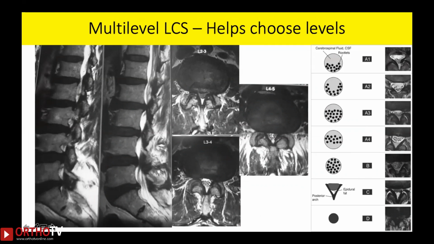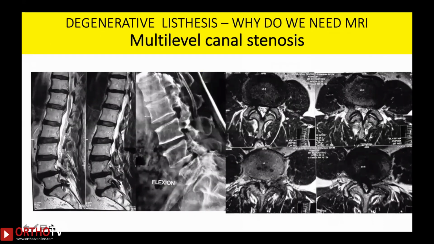Often a question is asked: if we have already diagnosed spondylolisthesis at a particular level, say at L4-5, do we need to get an MRI done? Yes, we also have to get an MRI done because there could be a concomitant stenosis at a higher level or at a lower level. If you just address the listhetic level, the patient could still be symptomatic at the end of surgery.